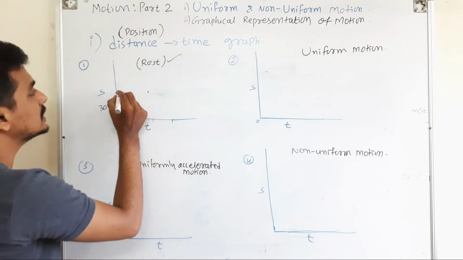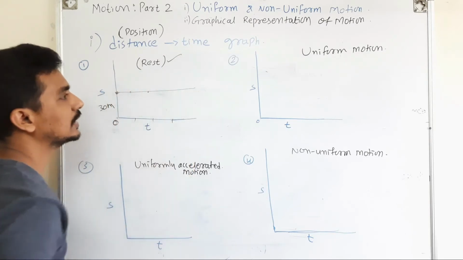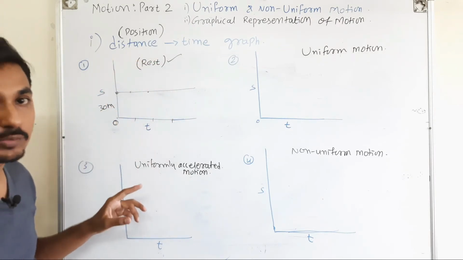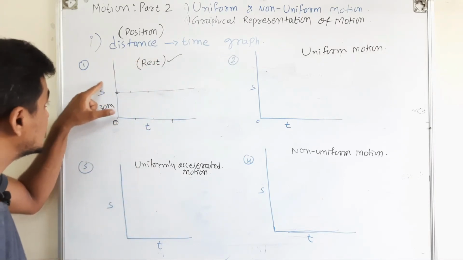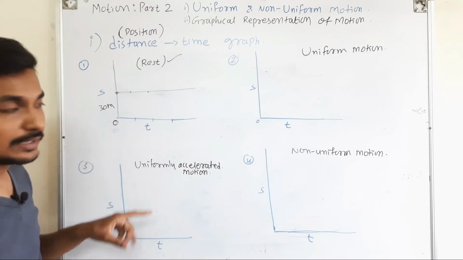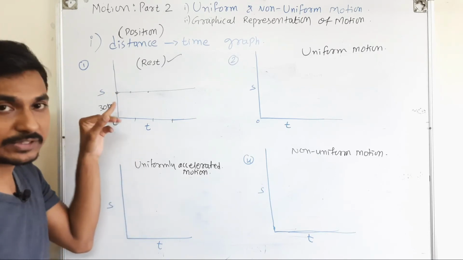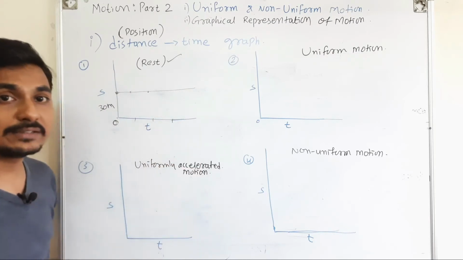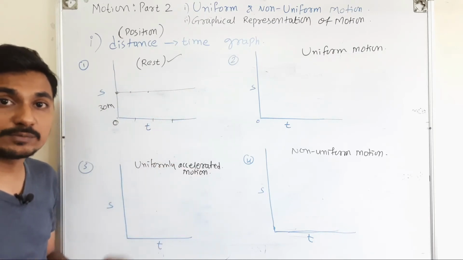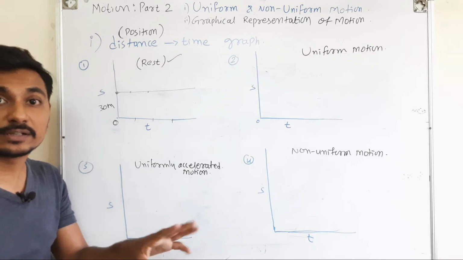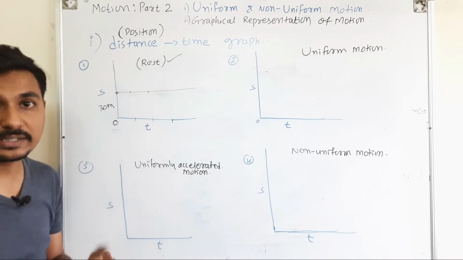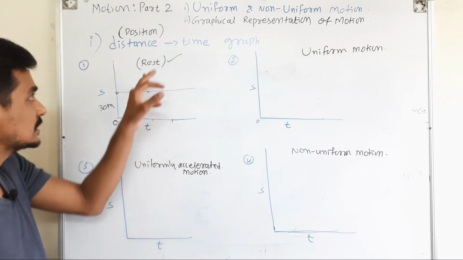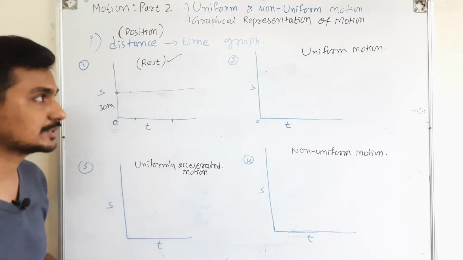If you join all these points, you will get this type of line. So this indicates that the object is not moving. See here, distance is given. If velocity were given, if the graph is a velocity-time graph and you get this type of line, then that represents the object moving with a uniform speed, because velocity is not changing in that case. Here the distance is not changing. So this graph represents the state of rest.